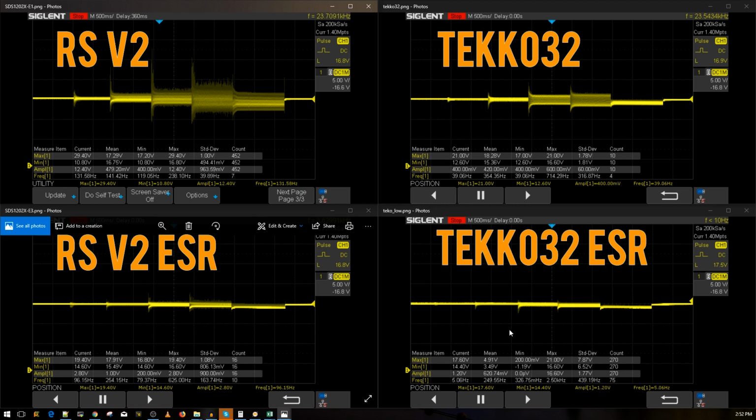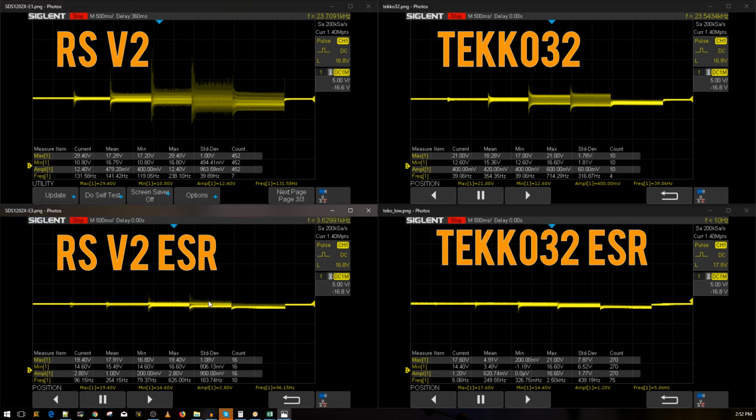Now let's go to the low ESR capacitor. With the low ESR capacitor, this is almost identical now with the Racerstar V2s. However, if you take a closer look here, I wonder if I could zoom in. Nope, that's not zooming in. Okay, if you take a look here, you're still having those spikes right there. Those little weird hiccup moments right there.